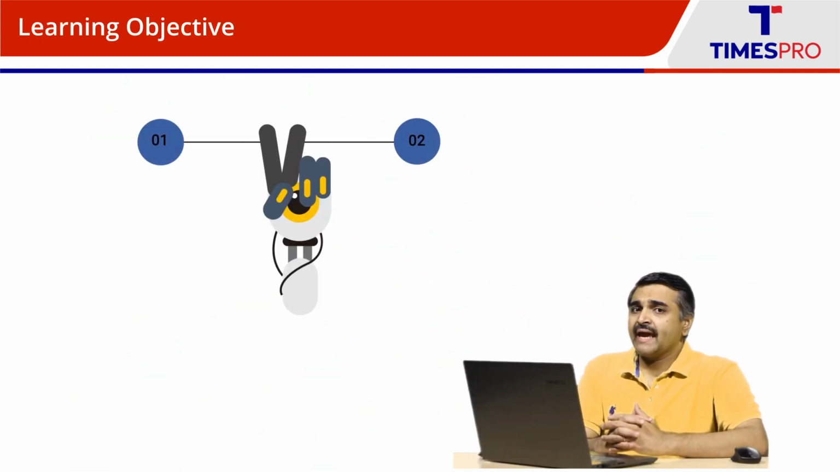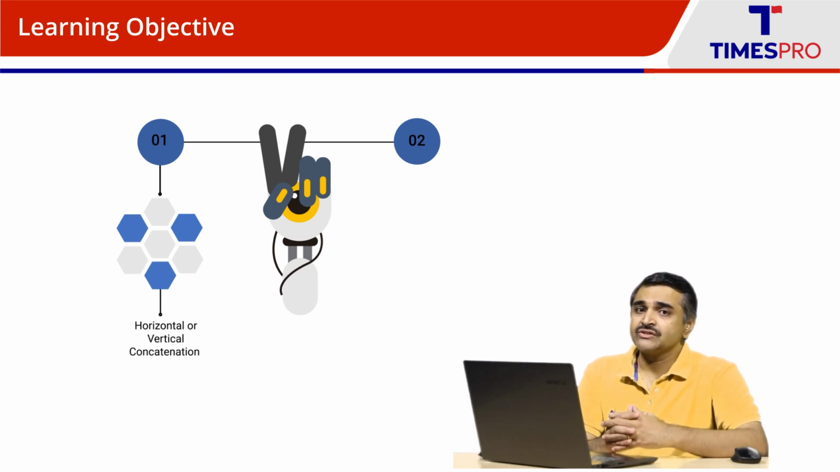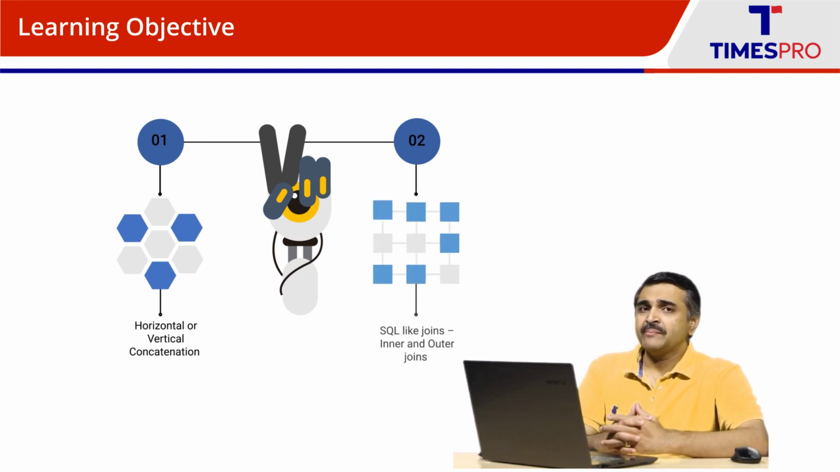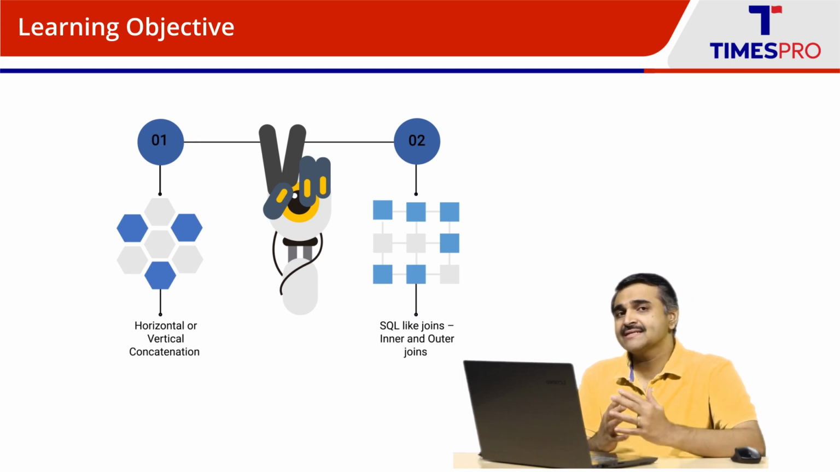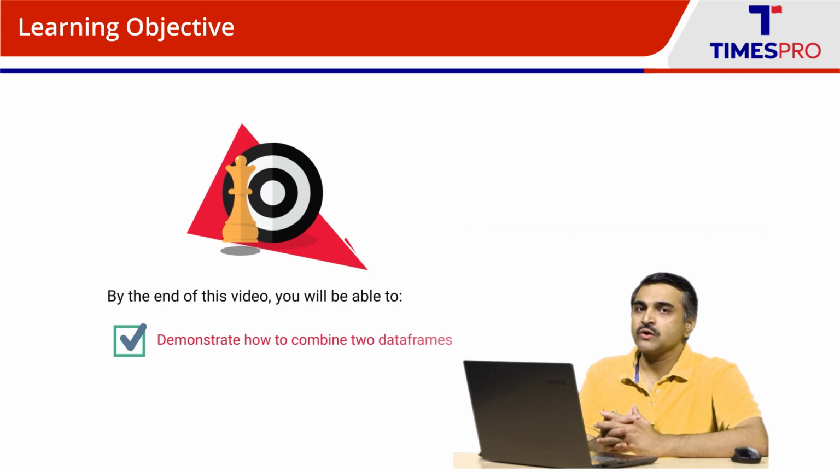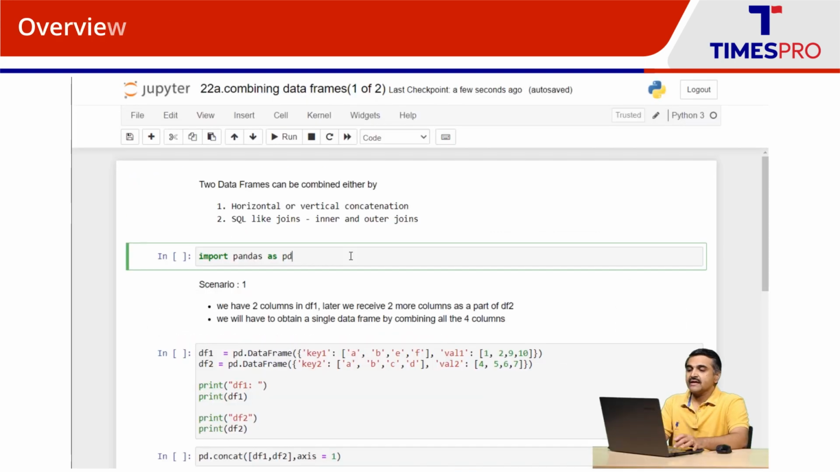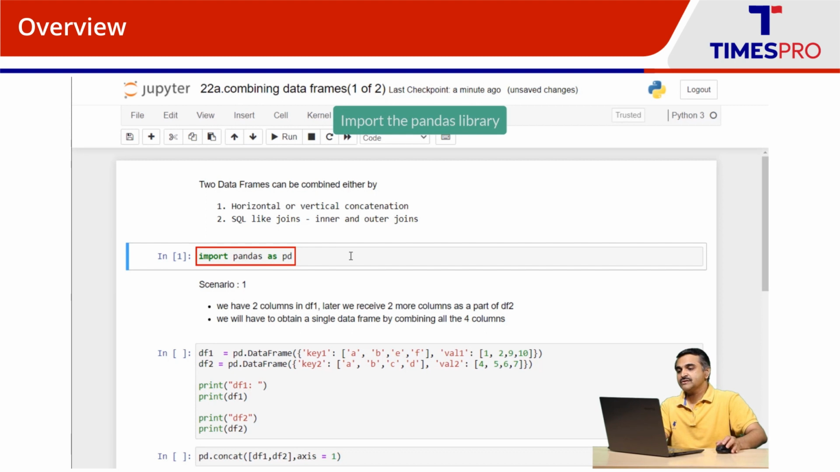Two data frames can be combined either by horizontal or vertical concatenation, or we can as well perform SQL-like joins, that is inner and outer joins. In this video, we are going to focus on combining data frames by performing horizontal or vertical concatenation. Let's first import the pandas library to perform the data frame operations.